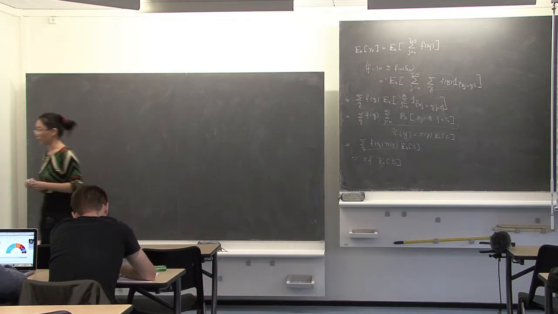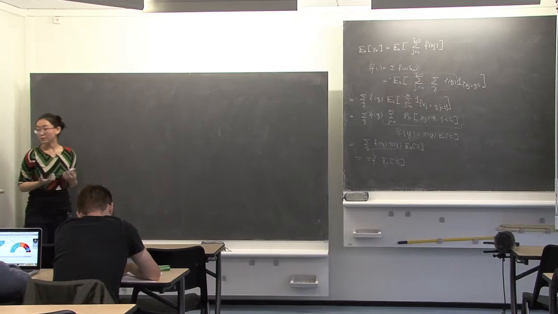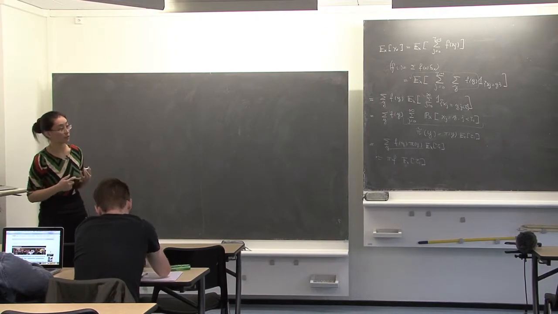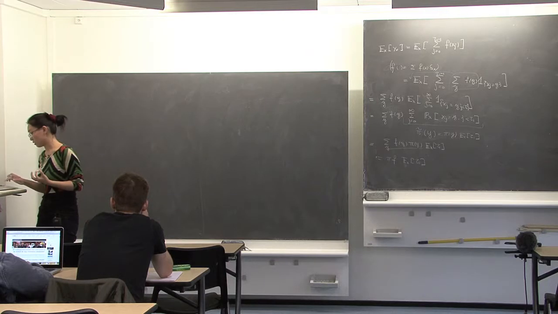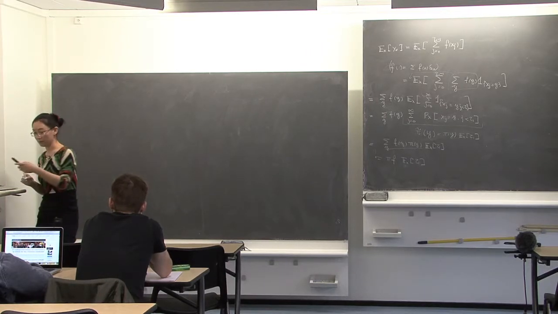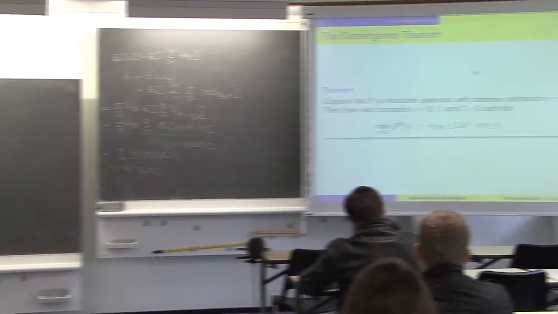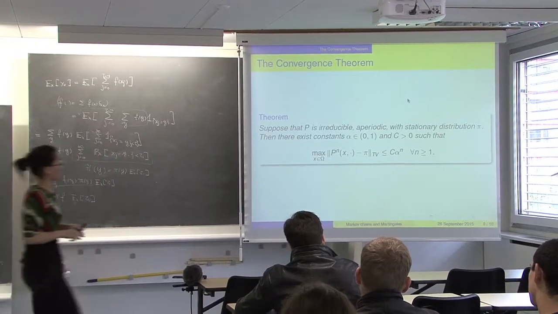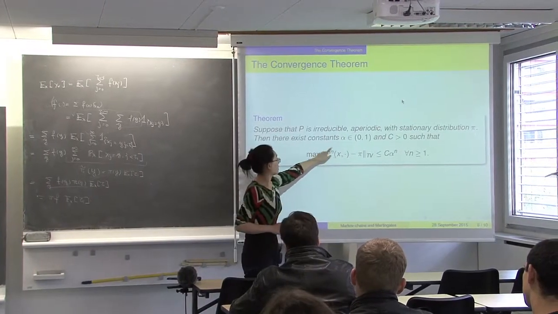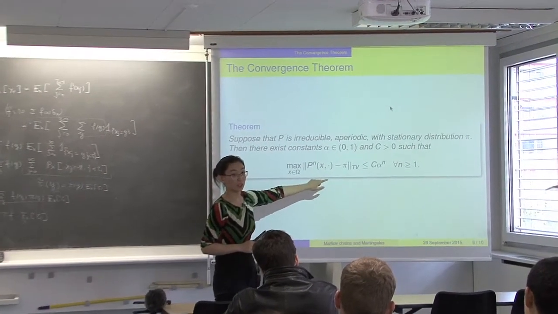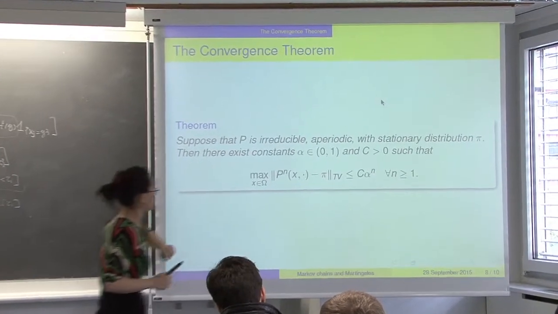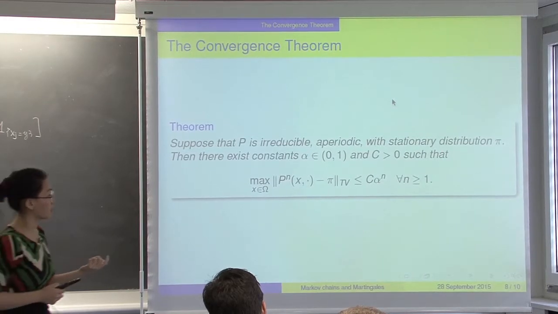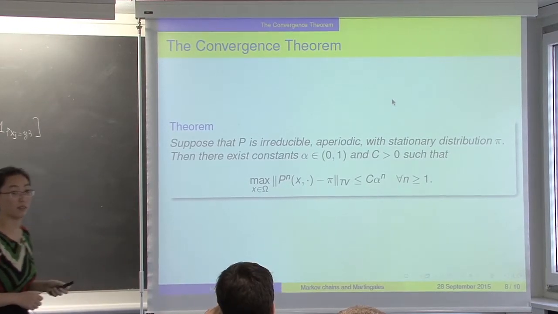Okay, so in this ergodic theorem, we see that the average of time for the Markov chain spent at one vertex will converge to the stationary distribution. And next, in the convergence theorem, we will show that we have a convergence in a stronger sense. So this convergence means P^n(x, ·) is the law of X_n, and pi is the stationary distribution. And in this theorem, we show that the distance between these two probability measures will decay exponentially fast in n.